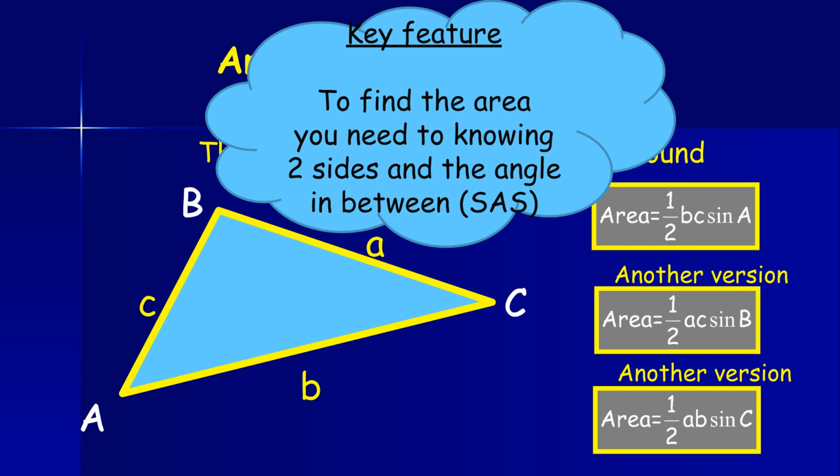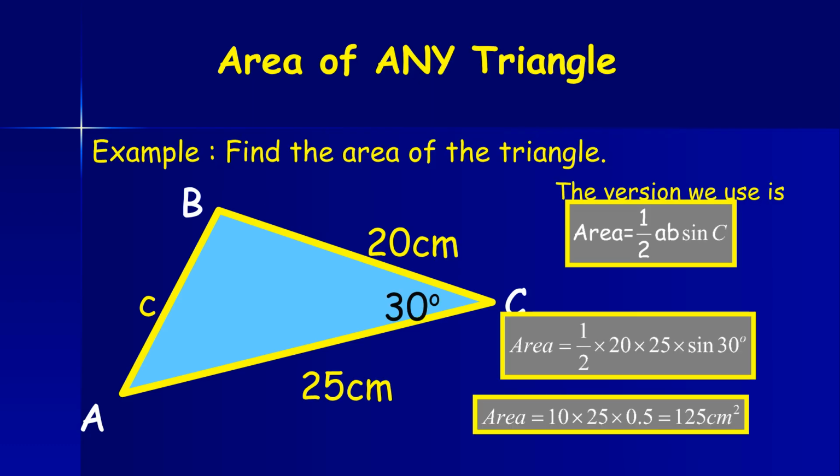Depending on which angle is known, the area formula has three versions: 1/2 BC sine A, 1/2 AC sine B, or 1/2 AB sine C. Example 1. Find the area of this triangle. We will use the formula area equals 1/2 AB sine C, with C being the included angle.